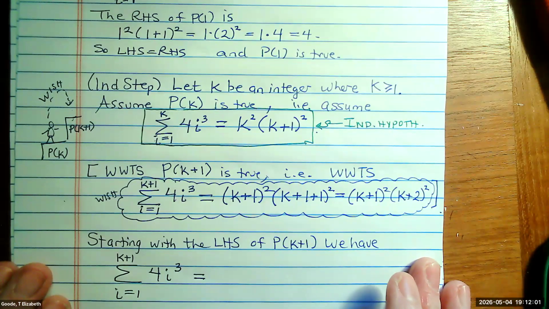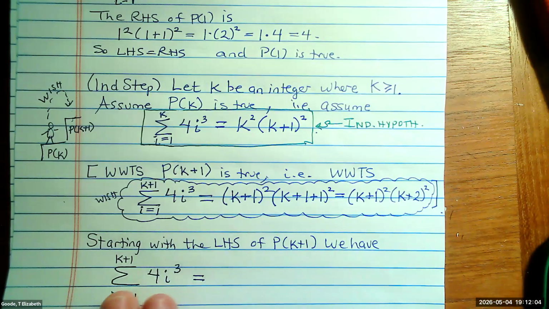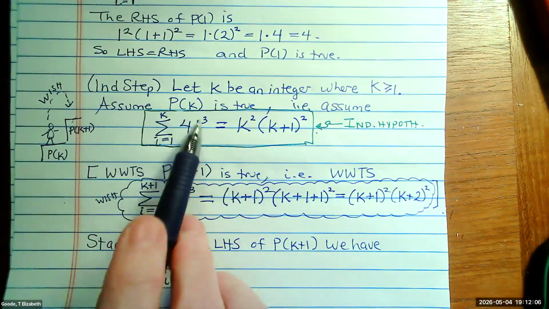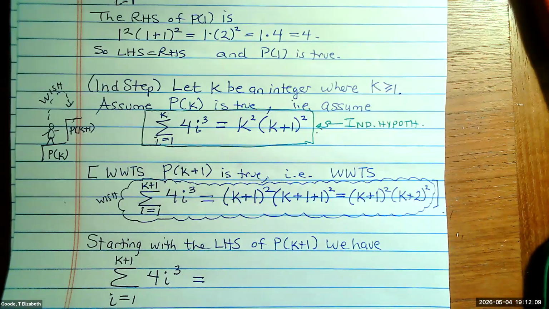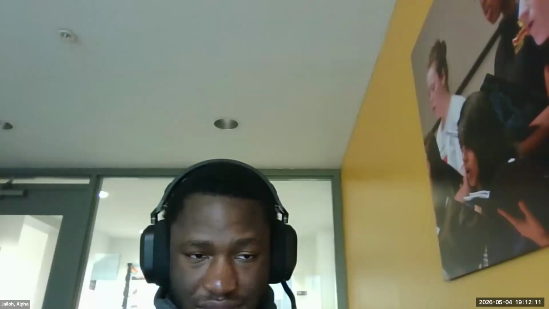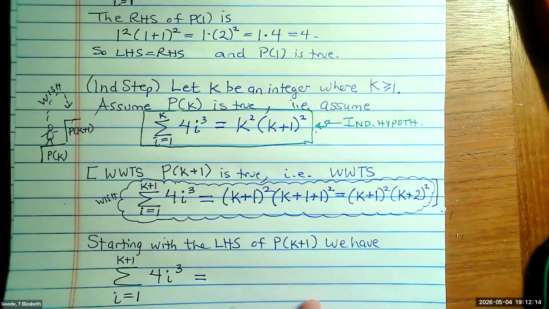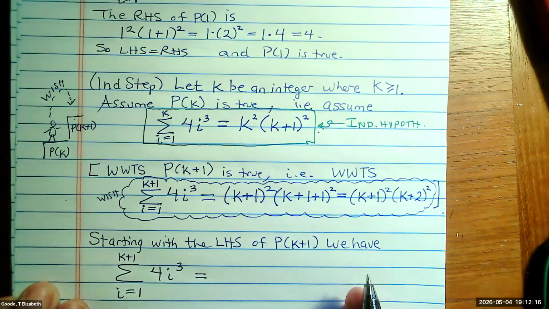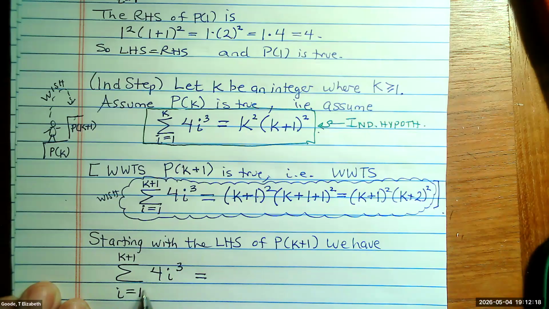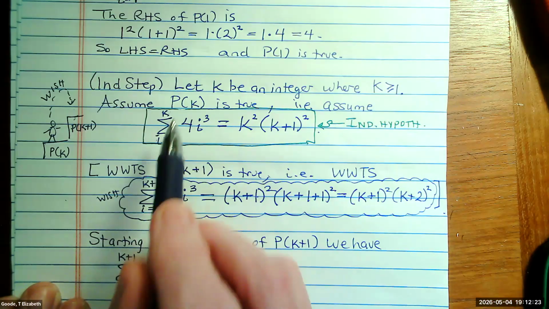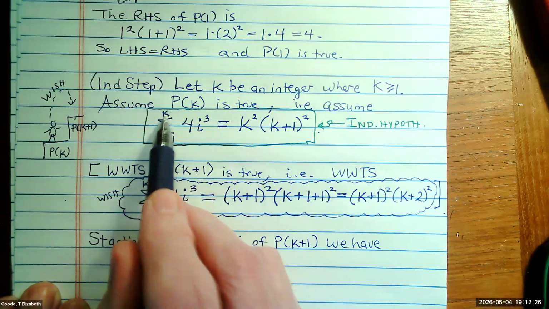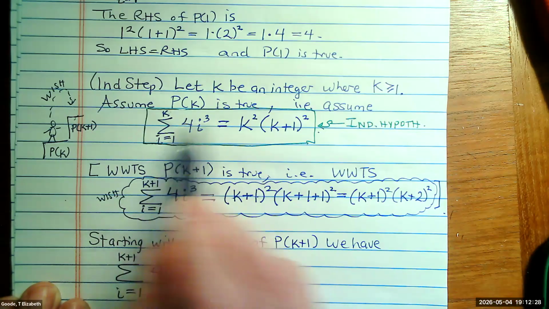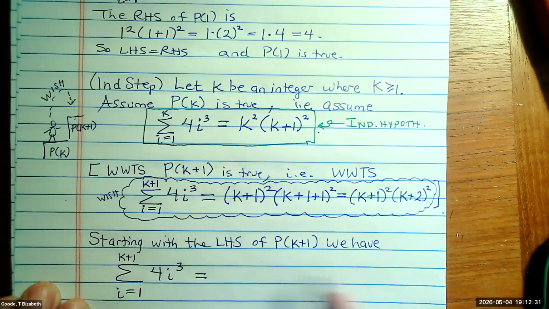So what is the big tool that we have learned that helps us break this down so that we can use our inductive hypothesis? It's always the same with these sum and product formulas. We want to break down the sum from I equals 1 to K plus 1 of the expression into a sum from I equals 1 to K of that expression, so we can use this equation, plus the leftover.